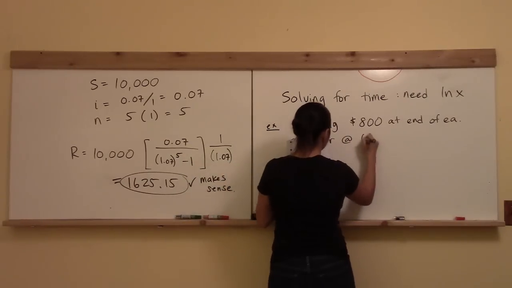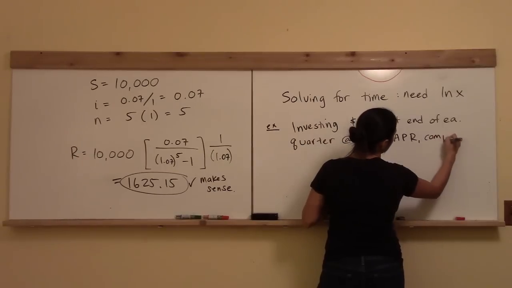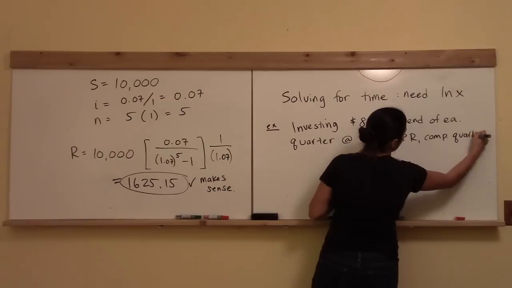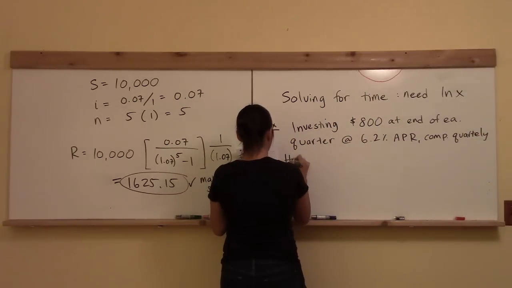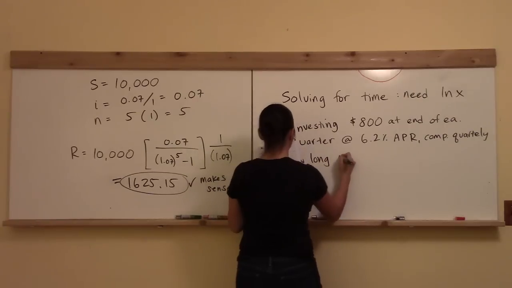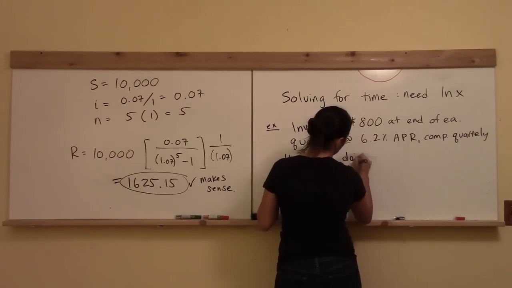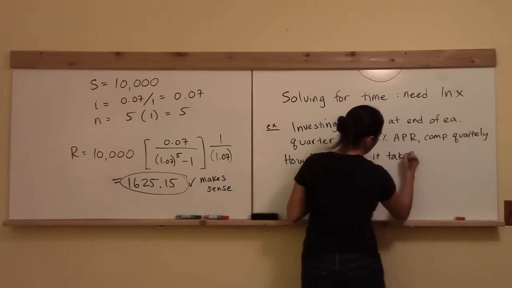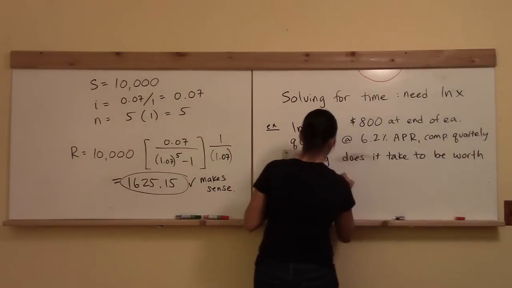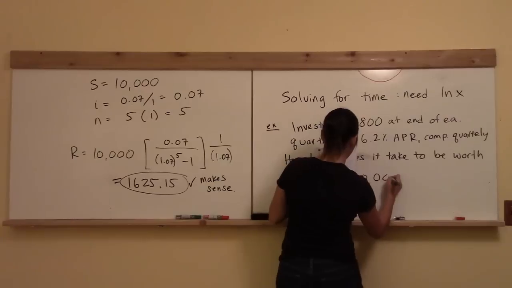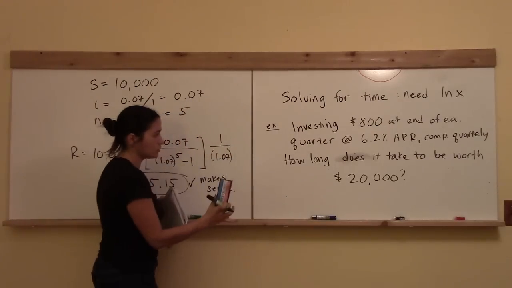And that's at 6.2% annual percentage rate. And of course, that's got to be compounded quarterly because the compounding periods must match the deposit periods. How long is it going to take? How long does it take to be worth a grand total of, let's say, $20,000? Okay, so how long is it going to take if I put in $800 per quarter?